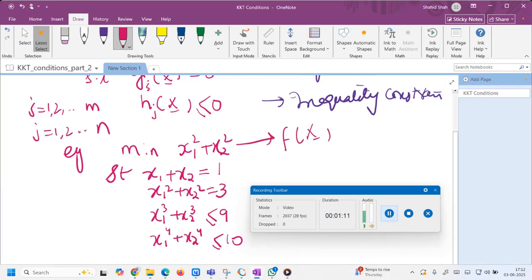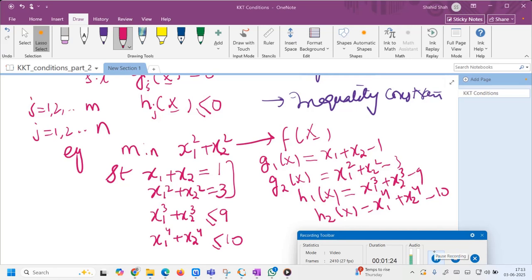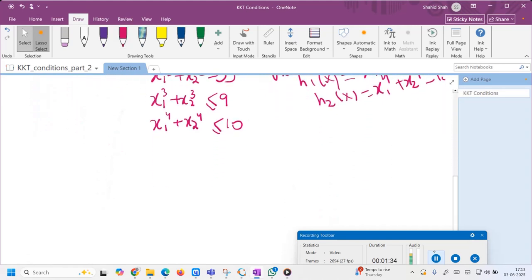You want to minimize this, and these two are equality constraints. So you can write g1 of x, and g2 you can define like this. Similarly, you can define h1 of x. Fine. So your m here is 2 and n is also 2. So this is what I mean by having multiple constraints. Now what was the solution?